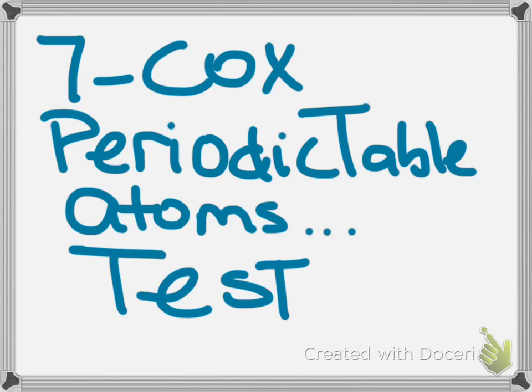Number 26. An element can be identified by its unique number of A. Ions, B. Electrons, C. Protons, or D. Neutrons.